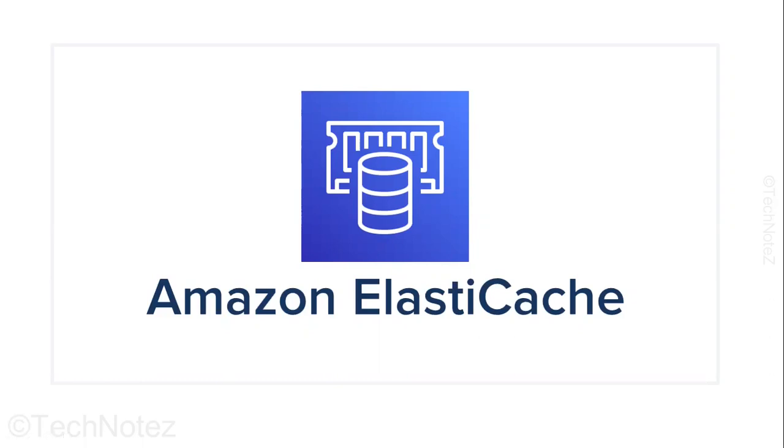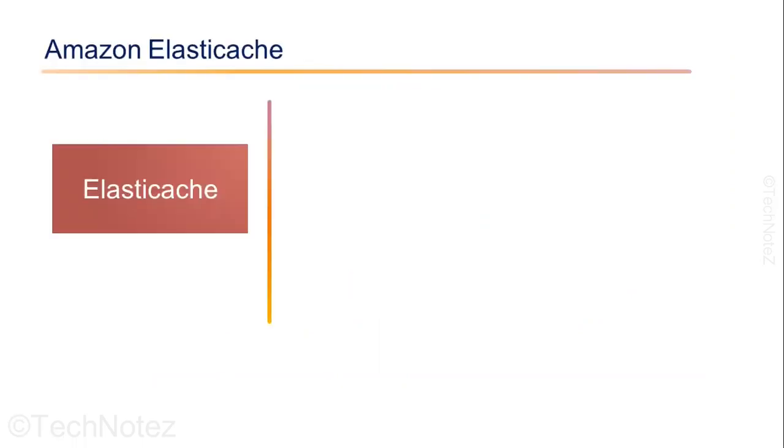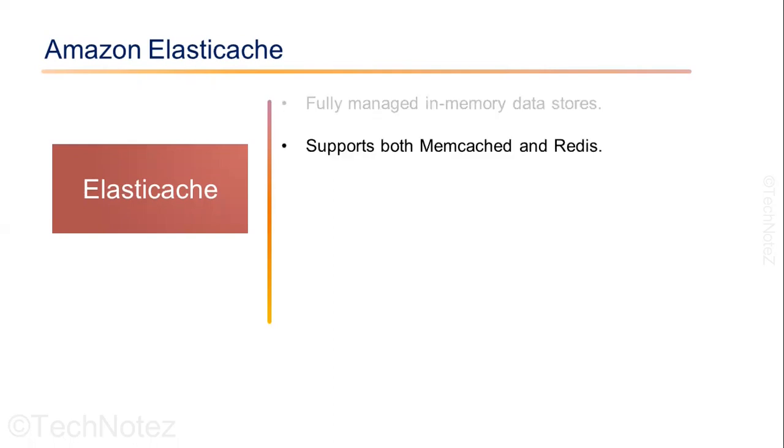So next we have two other managed services that you can leverage on AWS, and those are Amazon ElastiCache and Amazon Redshift. Amazon ElastiCache is a web service that makes it easy to deploy, operate, and scale an in-memory cache in the cloud. It is a fully managed in-memory data store, meaning it can automatically handle tasks such as software patching, setup, configuration, and backup. ElastiCache supports two open source in-memory caching engines, Memcached and Redis.